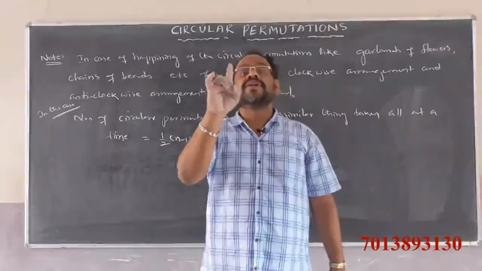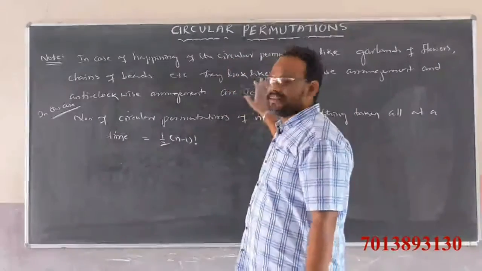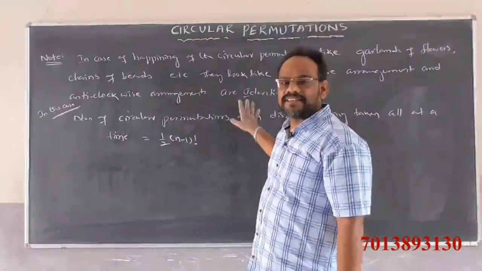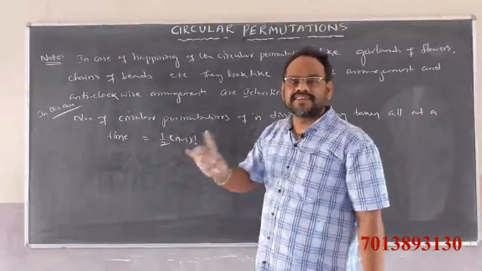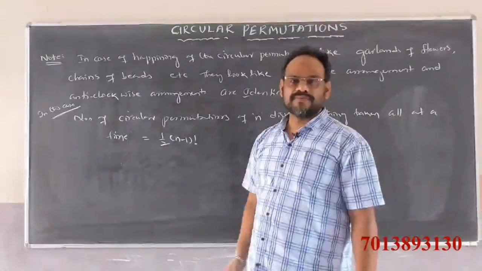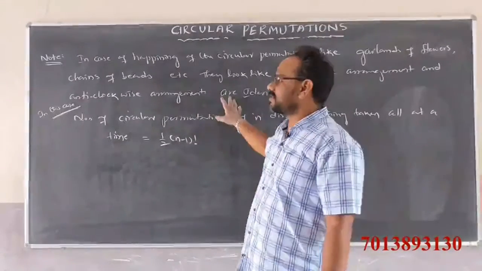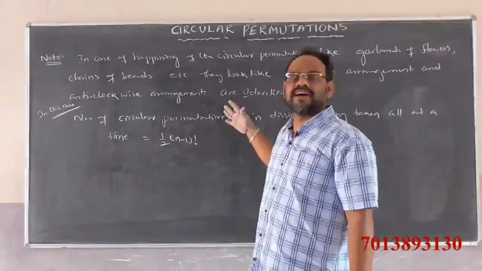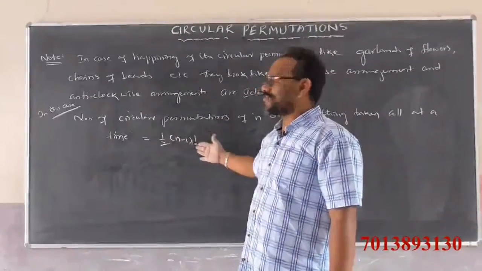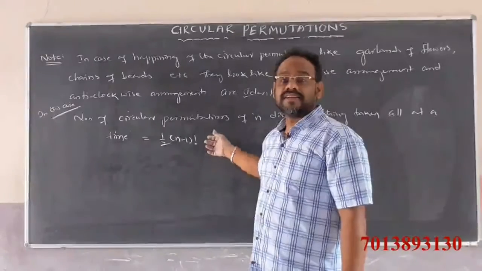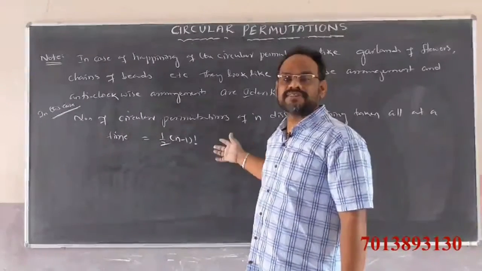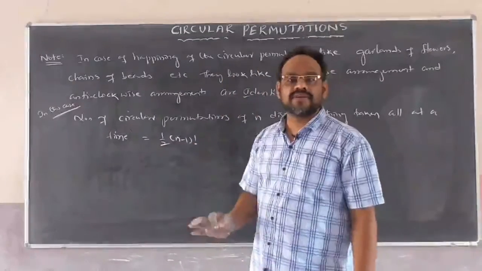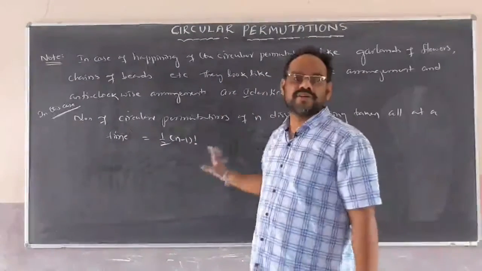If you take only one direction. Why? Because in garlands of flowers and chains of beads, clockwise direction and anti-clockwise direction are considered as single permutations. Both are the same in these cases. So the number of circular permutations of n dissimilar things taken all the time is half of (n minus 1) factorial, in the case of garlands of flowers and chains of beads.